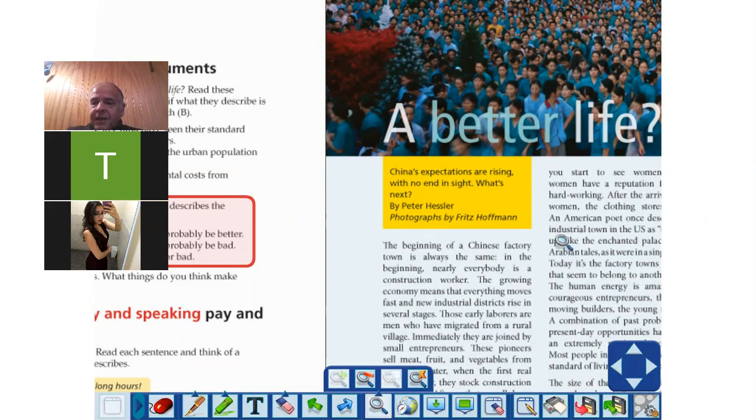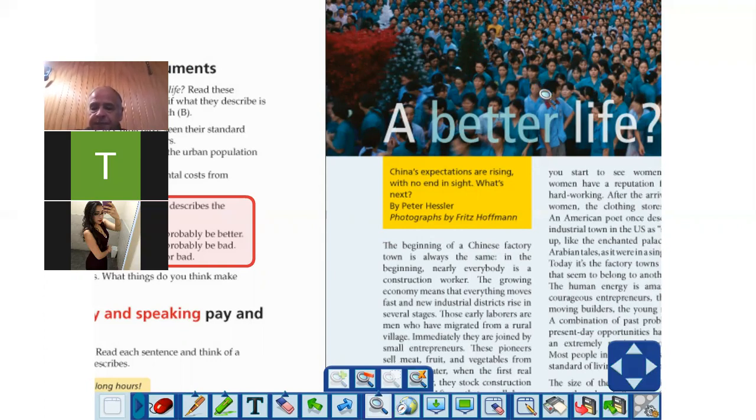By the way, look at the way they are dressed. See? So everybody dresses the same, and they don't have fashion or things like that. So start reading, please, Tiara.